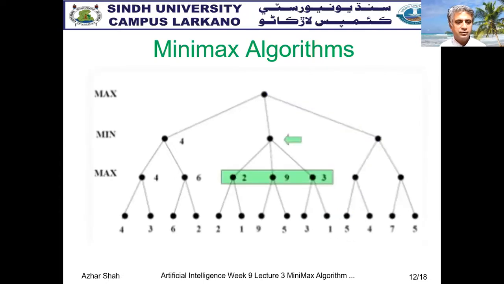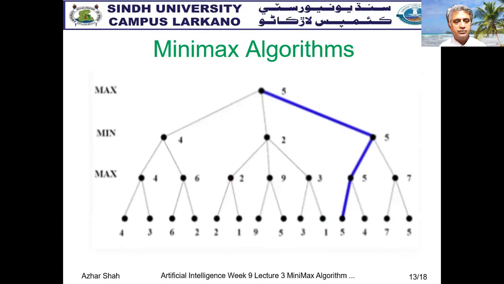From here you can see from 5 and 4, 5 is selected, 5 is the maximum value. From 7 and 5, 7 is selected, being the maximum value. And then from 5 and 7, 5 is selected, being the minimum value. And then from these 3, 4 to 5, the maximum at the root is selected, which is 5. So the player who scores this is finally declared as the winner, the achiever of the best performance based score.